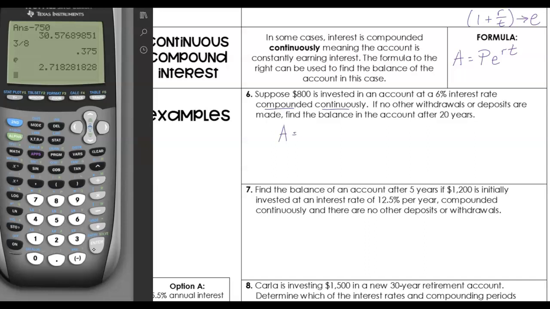Our principal is how much in this one? Yes, we're investing $800 into the account. E is not a variable. Remember, it's actually a number, just like pi is a number, so we're just going to write down E. What is our rate?